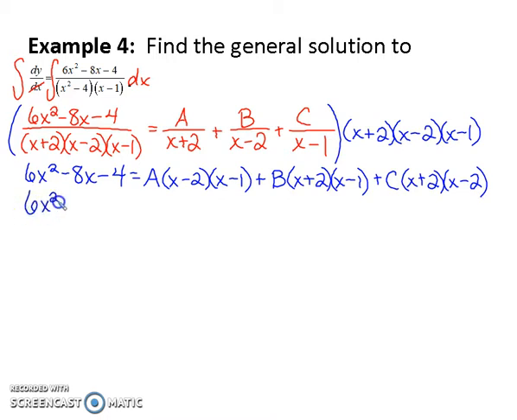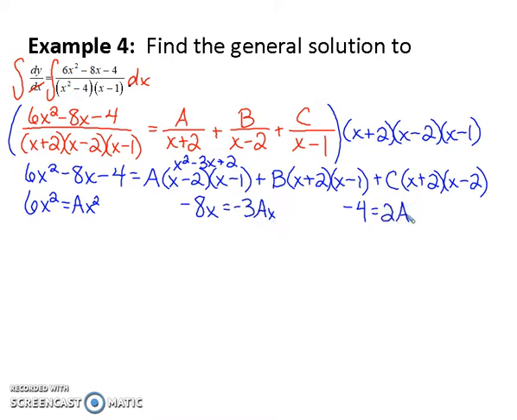So we've got 6x squared, a negative 8x, and a negative 4. I think I'm going to go ahead and group my individual terms. When I'm distributing here, I think I'm going to FOIL before I distribute the A, B, or C through. So this would be x squared minus 3x plus 2. When I distribute the A, I've got Ax squared minus 3Ax plus 2A.